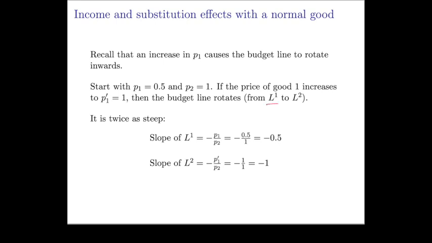Now this budget line L2 is going to be twice as steep. Why is it twice as steep? Remember, the slope of a budget line is minus P1 over P2. So the slope of the original budget line is minus P1, which is a half, over P2, which is 1. So it's minus a half. The slope of the second budget line, after the increase to the price of good 1, is minus P1 prime, which is, remember, 1. So minus 1 divided by P2, which is still 1. So minus 1. So now the budget line went from having a slope of minus half to having a slope of minus 1. So it's a steeper line.